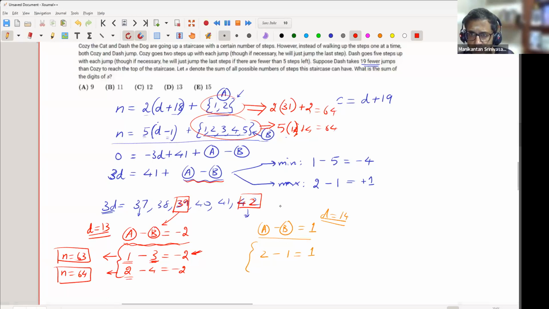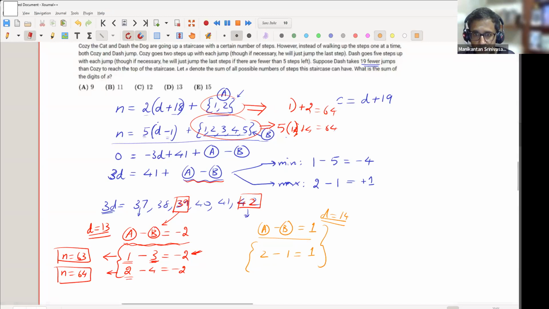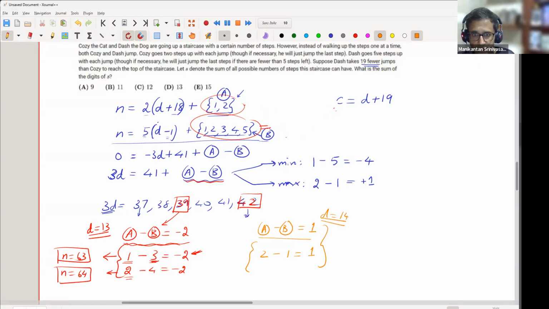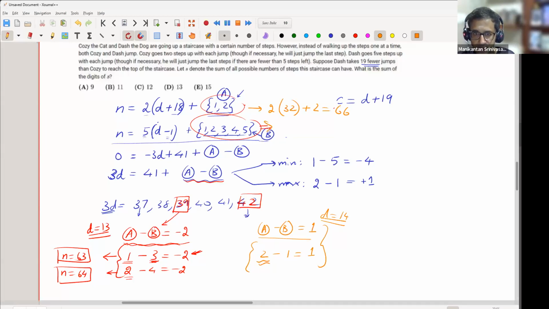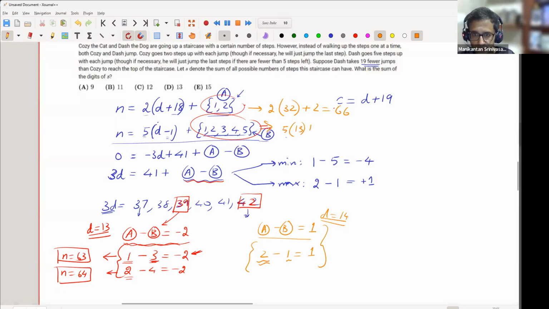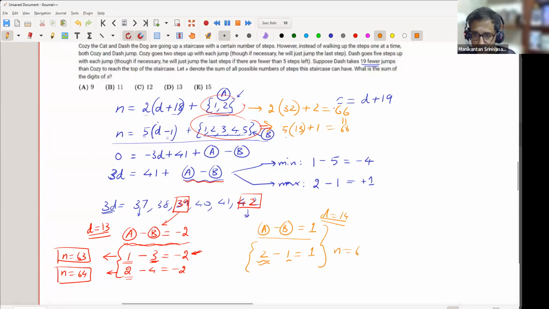Similarly, let's complete the last one here. In this one, D is 14, so I'll erase this. D is 14. So this is 2 times 14 plus 18, which is 46, plus, what is my set A? In set A I'm picking 2. So 64 plus 2, which is 66. Let's confirm if it's the same thing. 5 times, D is 14, so 5 times 13 is 65. And then B is 1. That's also 66, it matches. So this is n equal to 66.